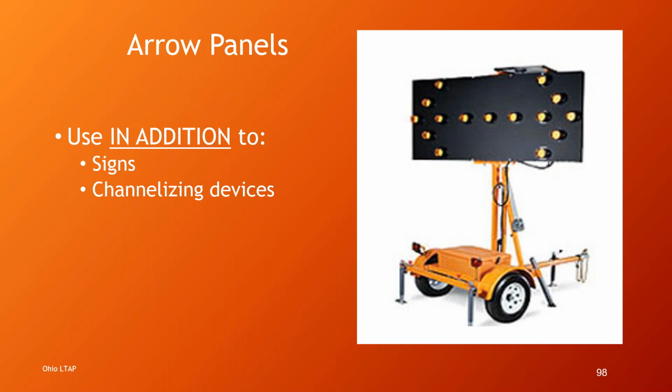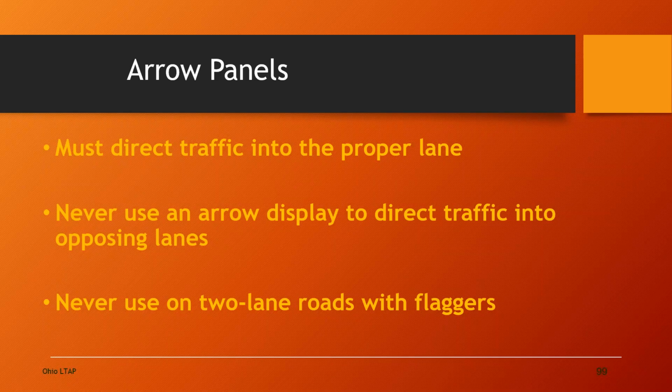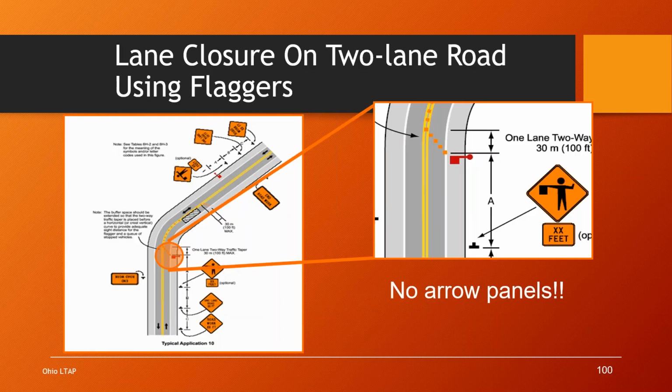We use arrow panels in addition to our signs and channelizing devices, unless maybe it's a mobile operation. Our arrow panels direct traffic into the proper lane, and we never use an arrow display to direct traffic into opposing lanes. That's why we never use arrow panels in a flagging operation on a two-lane road. If we take a look at our flagging operation, typical application number 10, we'll see our signs and a flagger and cones, but there is no arrow panel in a flagging operation. That would draw too much attention to the arrow panel and direct the attention away from the flagger.